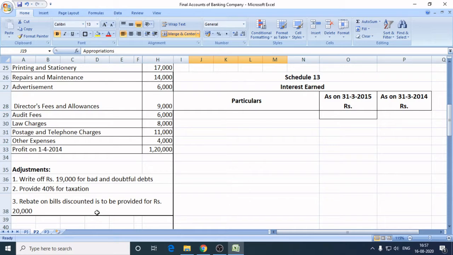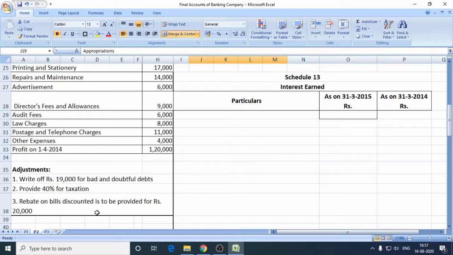Second is provide 40% for taxation, so here we have to provide 40% for taxation. Its one effect will come under provisions and contingencies, and the second effect under Schedule number 5, that is other liabilities and provisions, which is of the balance sheet, but here we are not preparing the balance sheet, so ignore the second effect.